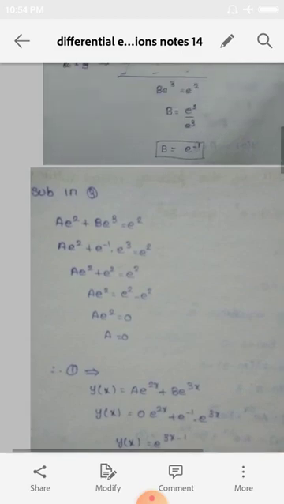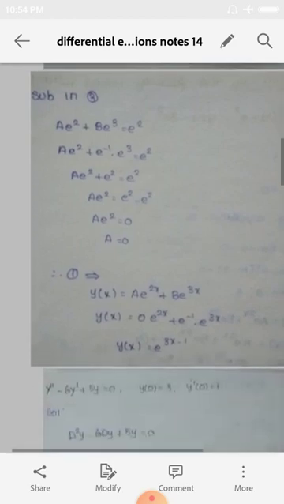Now we have a = 0 and b = e^(-1). Substitute these two values in the first equation, y(x) = a e^(2x) + b e^(3x). In place of a and b, substitute 0 and e^(-1). Therefore, y(x) = 0 times e^(2x) + e^(-1) times e^(3x). So we get y(x) = e^(3x-1). This is the solution for the first problem.